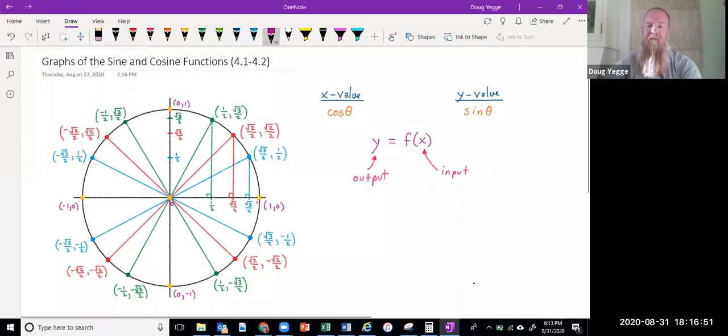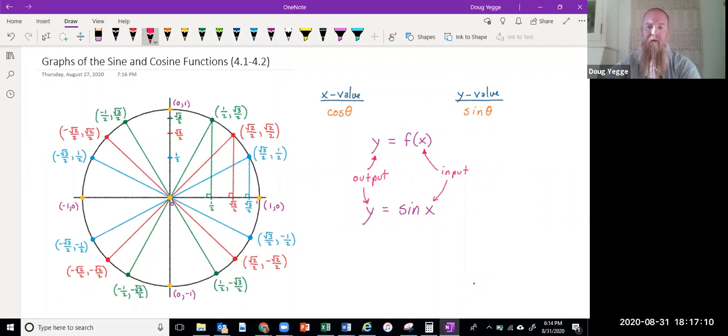So for our trigonometric functions, the way we're going to plot this is we're going to say that the y value is equal to sine of some x value. And so now we just have to recognize that the x coordinate here is our input and our y coordinate is of course our output.